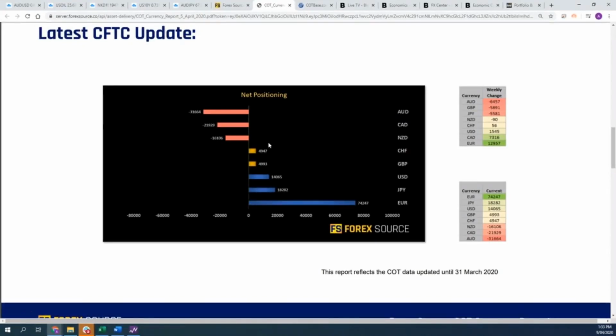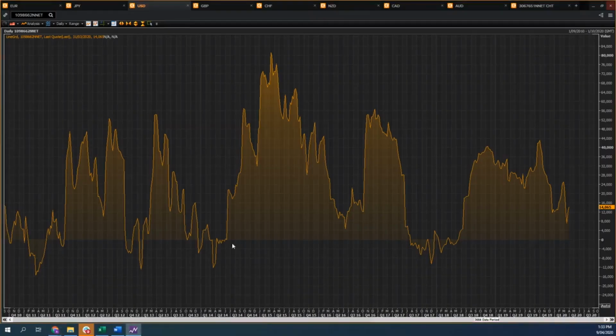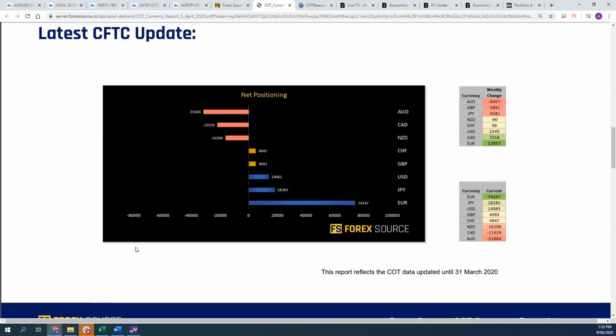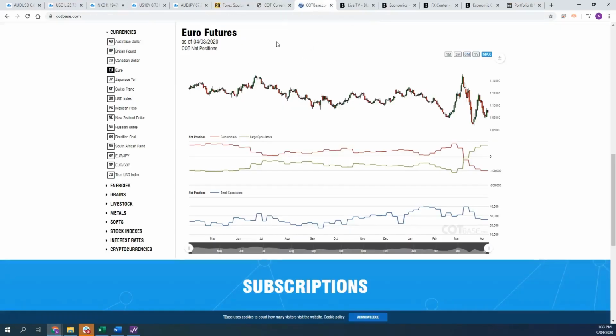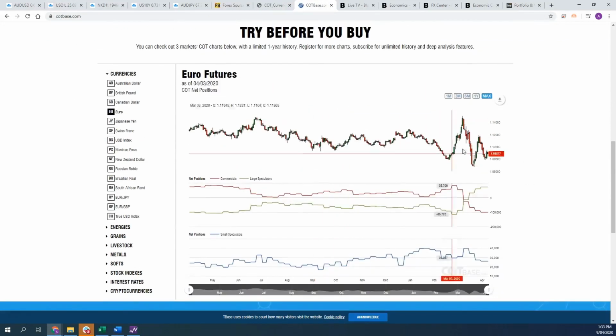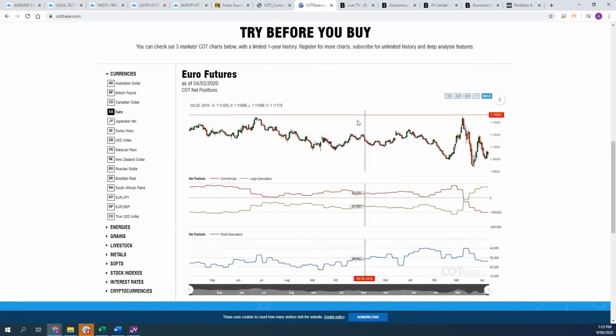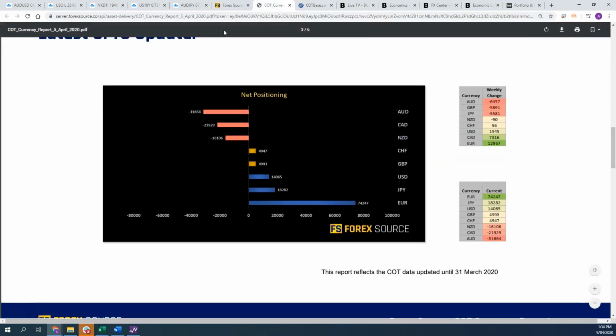Another thing you can do if you don't have access to Zenith to get that data is use a few useful websites. The first one there is cotbase.com, and cotbase.com basically gives you the exact same data. Again, the one that we use is the non-commercials or the large speculators. That'll be that green one on cotbase.com. So let's compare these numbers with ours. Let's take a look at the Euro. We can see the Euro currently sitting at 74,247, and on our report we have that as 74,247.